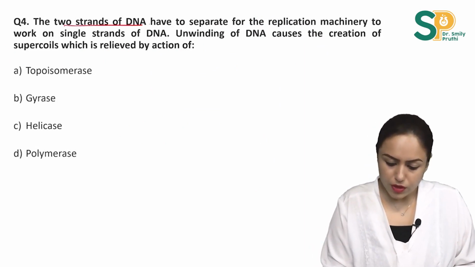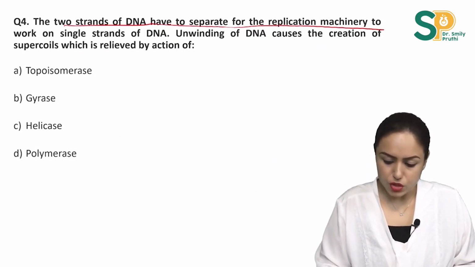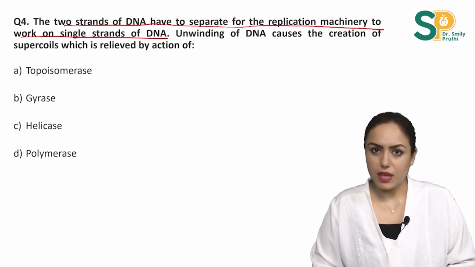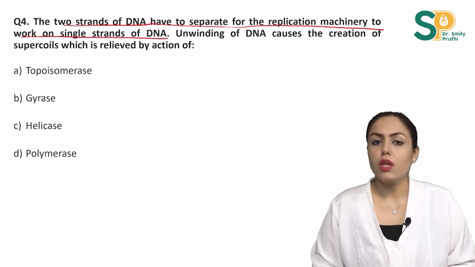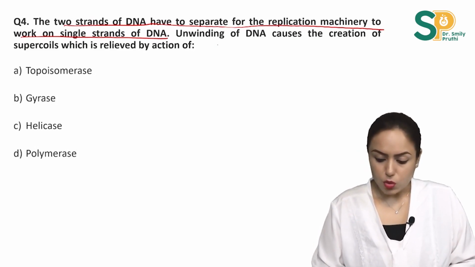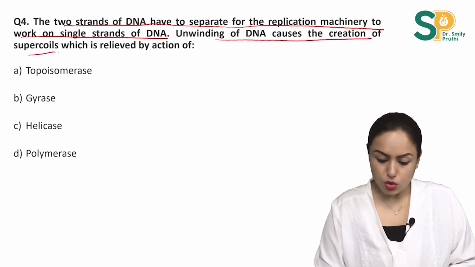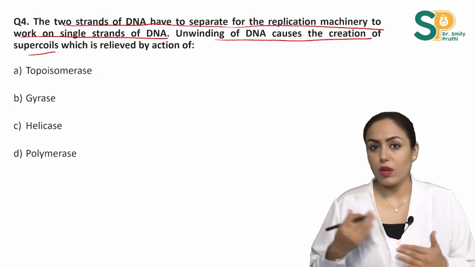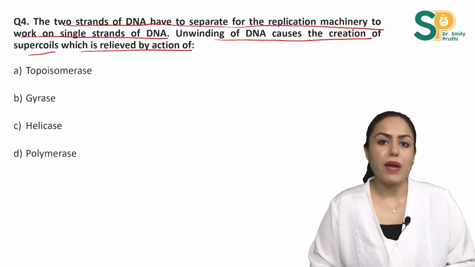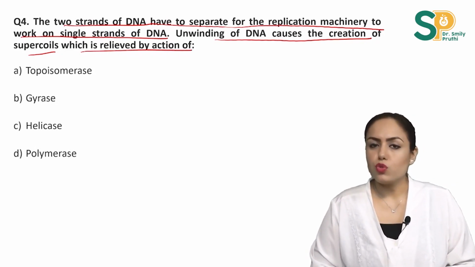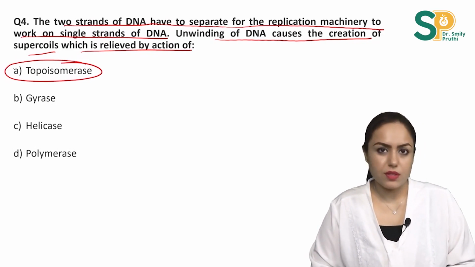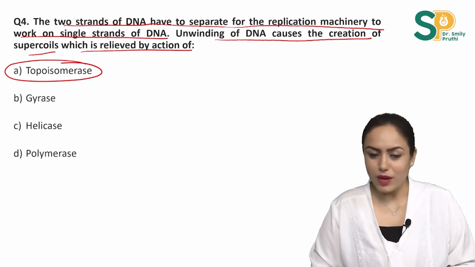Then, question number 4. 2 strands of DNA have to separate for replication machinery to work on single strand of DNA. Yes, during DNA replication, unwinding is the first thing to happen. So, unwinding of DNA causes creation of supercoils. So, when unwinding will happen, then supercoils will be formed, which is relieved by action of topoisomerase. So, answer is topoisomerase, right?